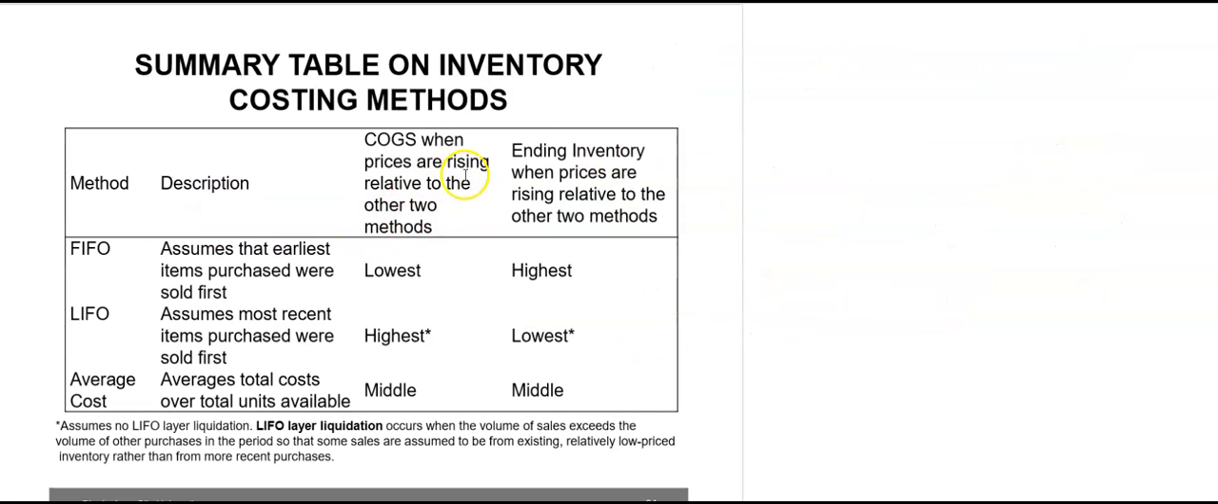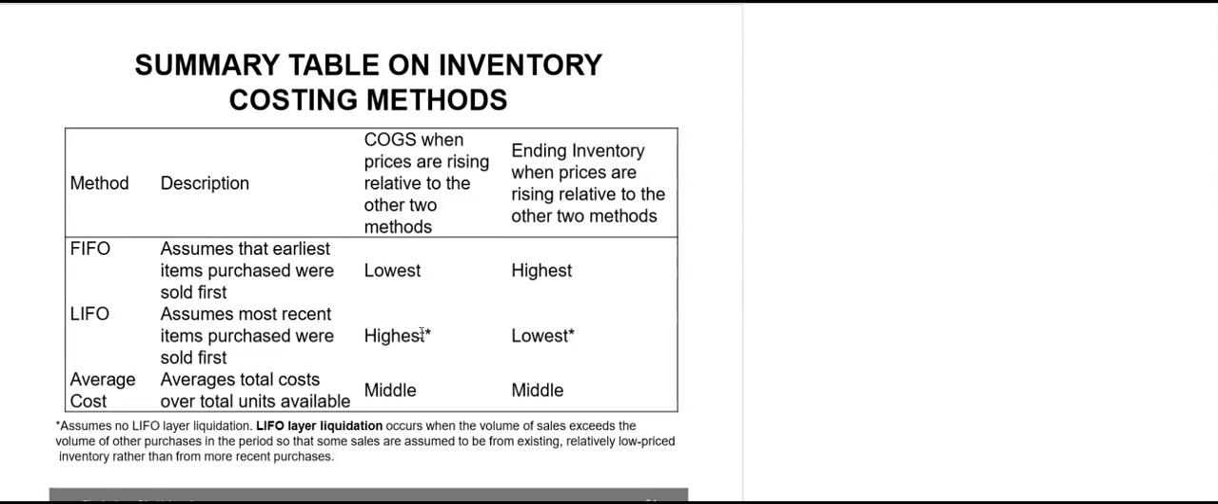The impact of cost flow assumption for inventory is summarized here for the 3 methods, and we see that when prices are rising, the cost of goods sold reported by the FIFO method will be the lowest, while the LIFO method will report the highest cost of goods sold. The average method will report a cost of goods sold that will be in the middle of the FIFO and the LIFO method reported figures.